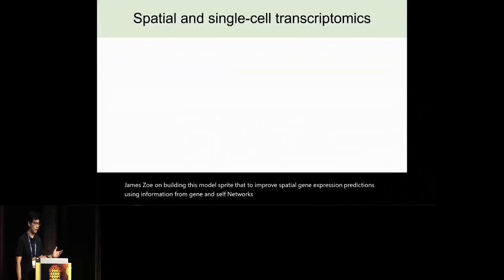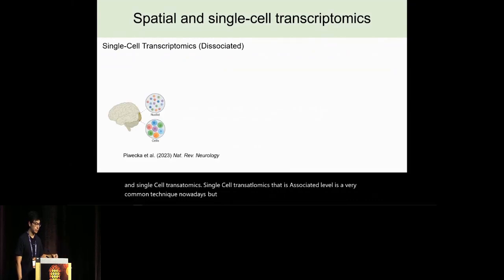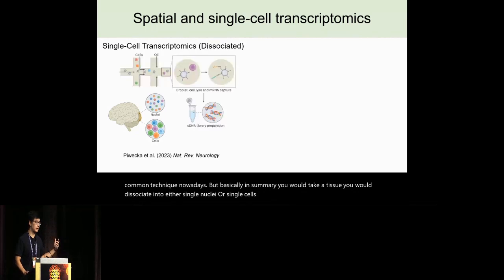So first, a quick overview of spatial and single-cell transcriptomics. Single-cell transcriptomics at the dissociated level is a very common technique nowadays. But basically, in summary, you would take a tissue, dissociate it into either single nuclei or single cells, lyse those cells, and then recover the RNA, copy it into complementary DNA, and then sequence that.